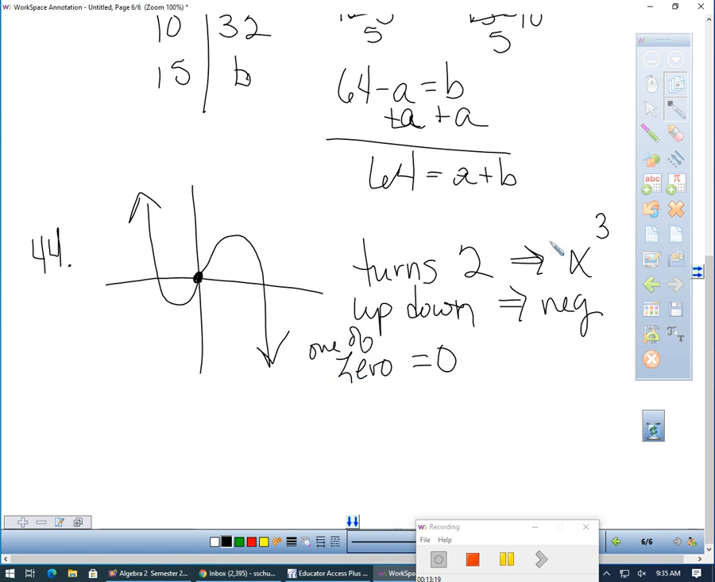Okay? So we need a function that is an x to the third. It's negative because it's got to start up and finish down. And that if you factored out one of the x's, you have a 0. So looking at those options, the only one that works is g of x equals negative x to the third, plus 4x. Because I could undistribute an x, that would give me my 0 at 0. It is negative, which gives us this behavior. And it is a cubic because it turns twice.